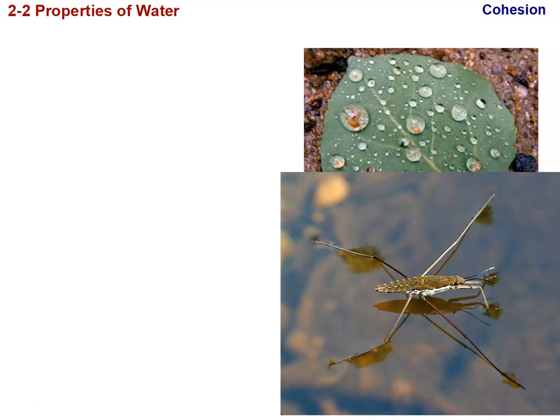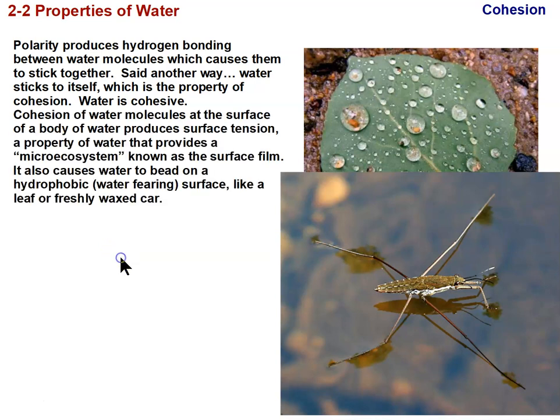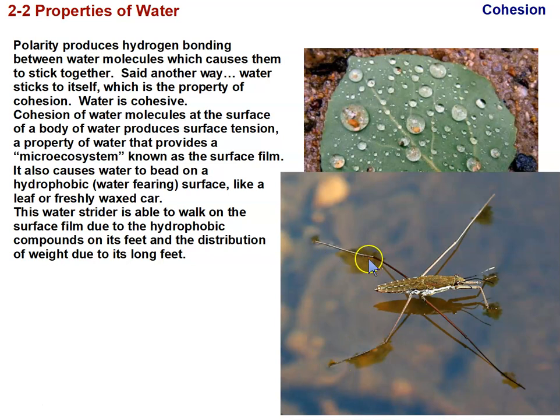So because water molecules are polar and they form hydrogen bonds, that means that water molecules are attracted to each other. And that attraction to each other is known as cohesion. Water molecules tend to stick to each other. They're cohesive. And that creates a number of different environmental variables in different ecosystems. So for example, this water strider is walking on the surface of the water. It's not even getting its feet wet because it has hydrophobic compounds, water-fearing compounds, on its feet that repel the water.